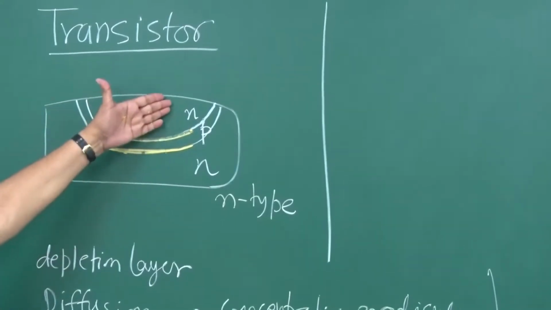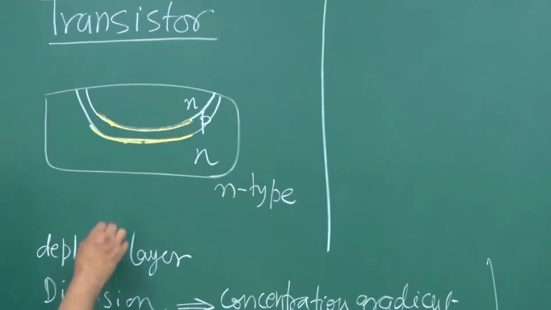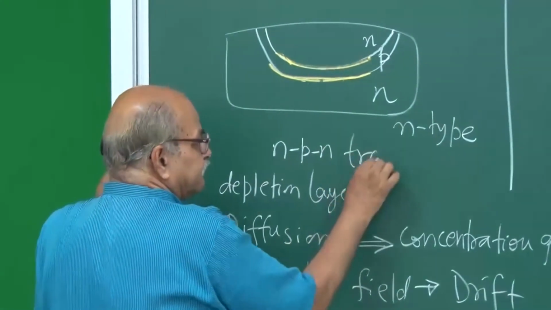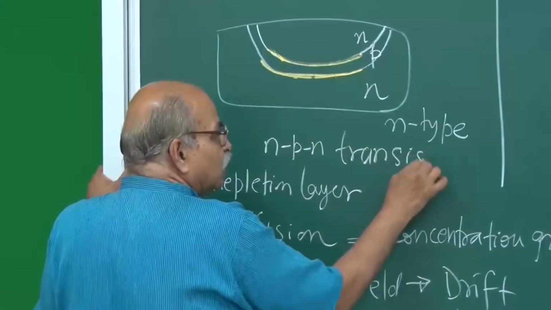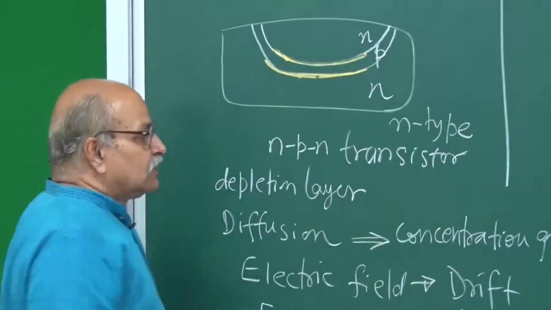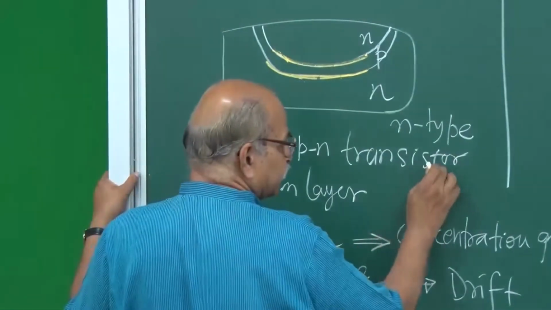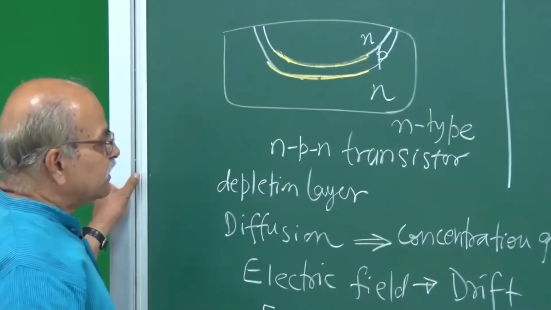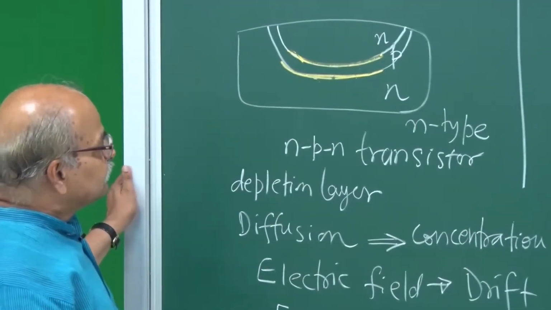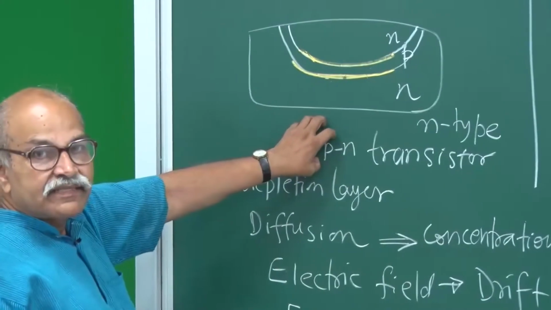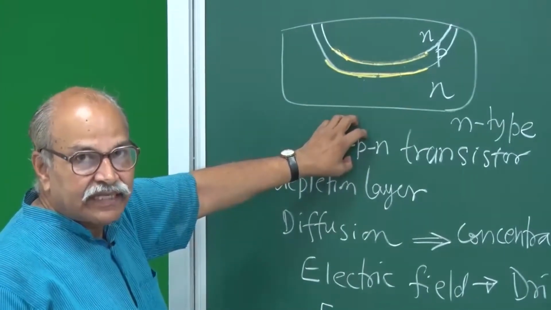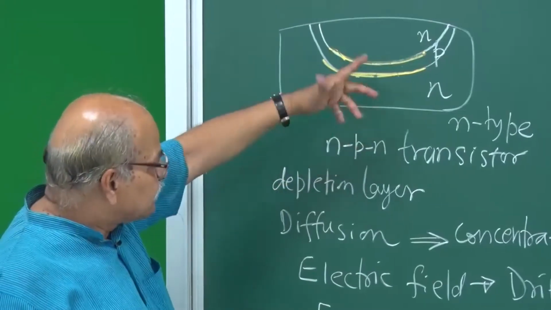Okay, by the way, this is called an NPN transistor. And most of the time we will be using the NPN transistor to explain all the physics, all the processes in the transistor. But you can have the opposite of this.